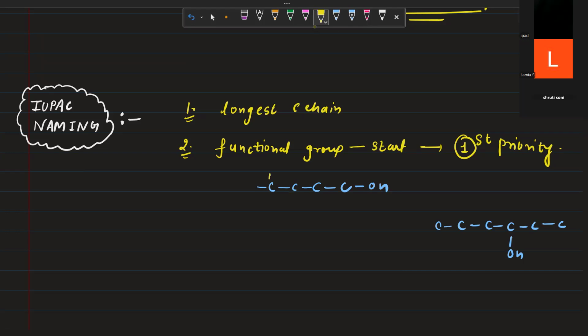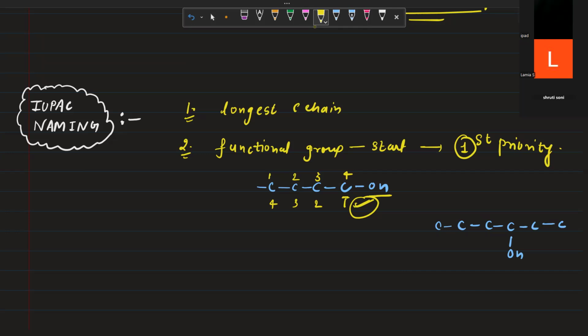Let's suppose there are two possibilities: first, second, third, and fourth, and another possibility: first, second, third, and fourth. Which priority order is correct? This one, because the functional group is attached to this carbon. So wherever the functional group comes first, we start with that carbon.